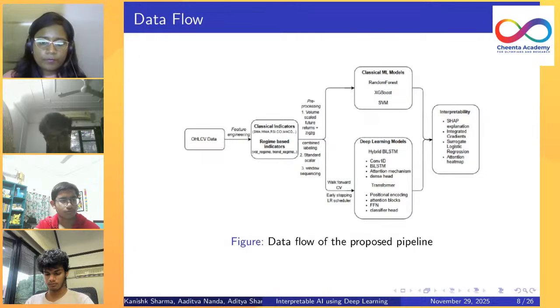So this is the data flow diagram of our proposed pipeline. Next slide.